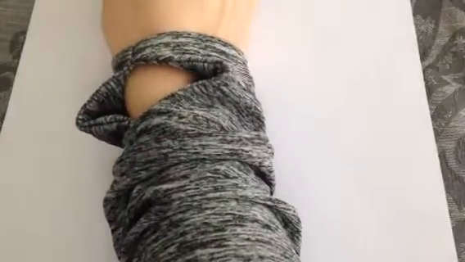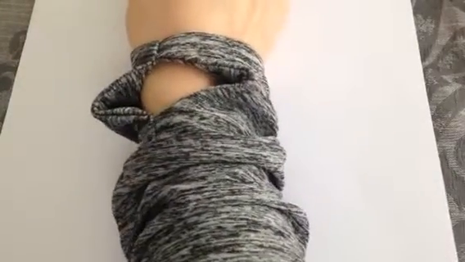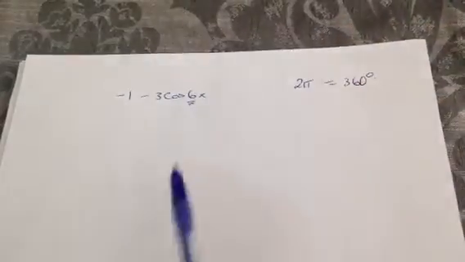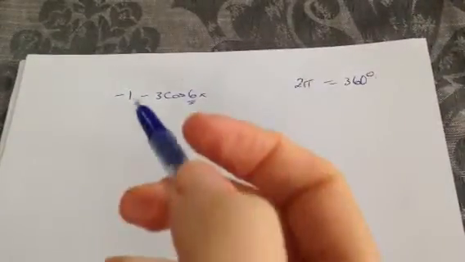Paper 2, question 2. It says you're given a function, -1 minus 3 cos 6x. Now, this will always tell me how fast it repeats itself. So normally cos or sine repeat itself every 2 pi or every 360 degrees. But this is going to go 6 times faster, which means that it's going to repeat every 60 degrees.